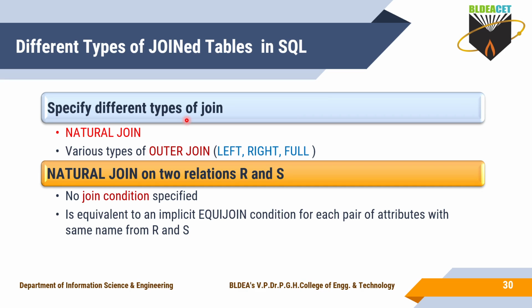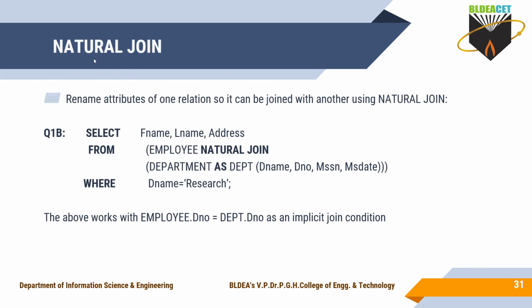In relational algebra you already learned that join has different types. What are those? Natural join and various types of outer join, that is left, right and full outer join. Natural join means you are not required to specify the joining condition. When the attribute names in both tables are the same, the joining condition is not necessary. This is one example for natural join.